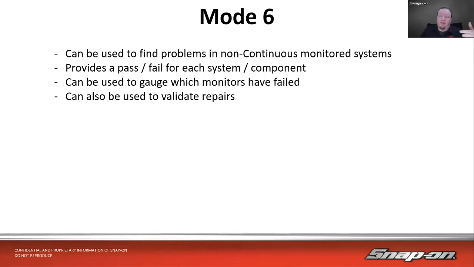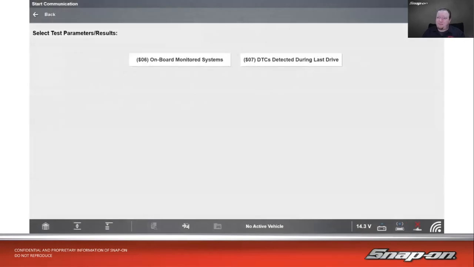And we can also use it to validate repairs. So after we're done, we take it on a road test and we make sure all the monitors complete, and we can go through mode 6 and make sure those monitors have passed. So here's an example. Like I said, on my vehicle, I don't have a mode 5, I have a mode 6 and a mode 7.